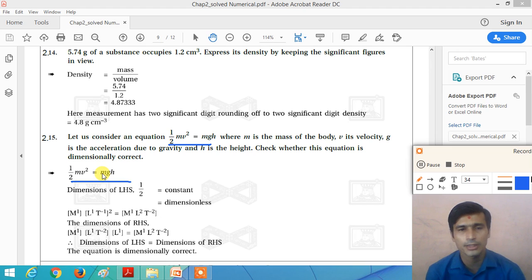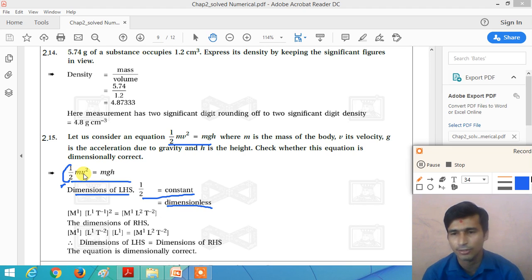Otherwise the equation is dimensionally incorrect. So take the dimension of the LHS. In the LHS, 1 by 2 is a constant and it is dimensionless. So constant values we are not considering in dimensional analysis, right? So a constant has no dimension. So we are not considering the 1 by 2 here. The dimension of the left hand side is the dimension of m and the dimension of v square.